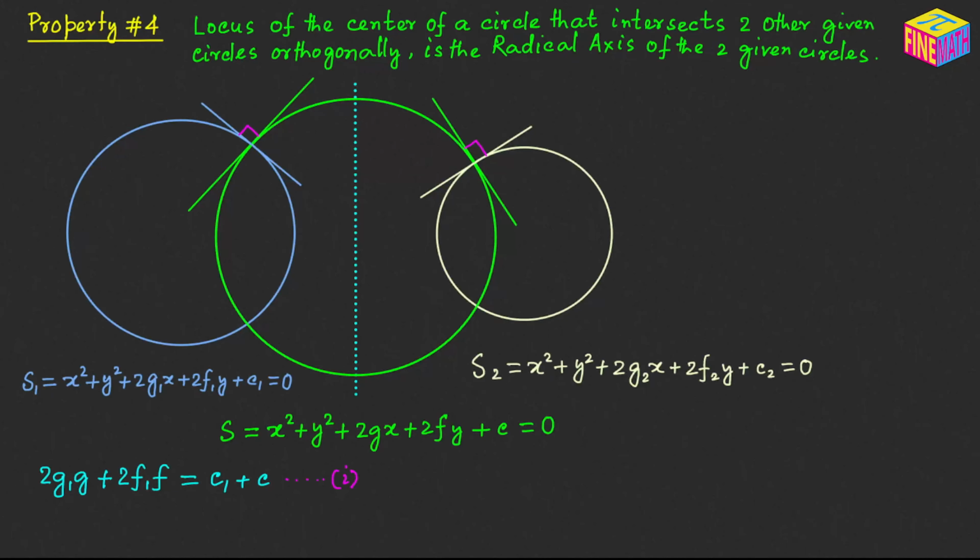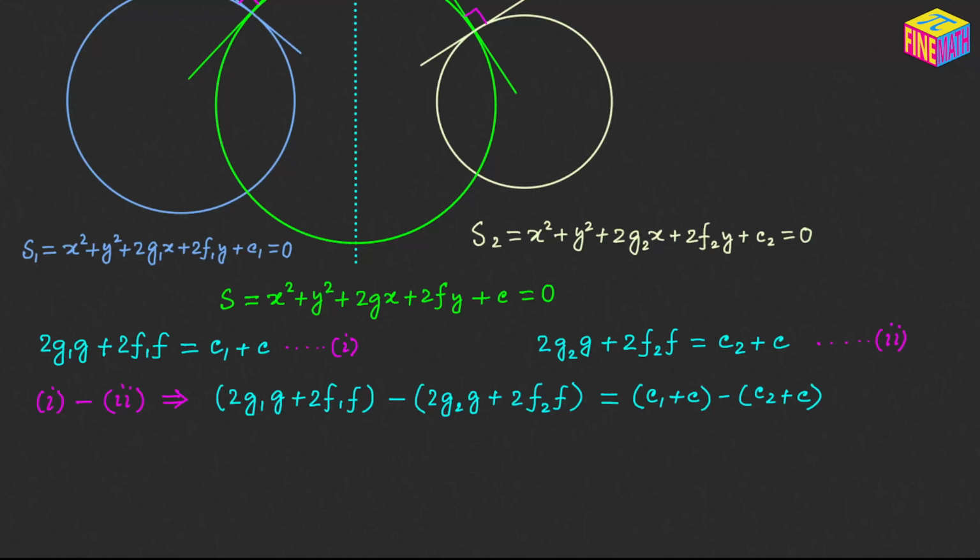And similarly, we are going to write down the condition of orthogonality for the second given circle and the green colored moving circle. And that condition will look like this. Let's call it equation number 2. Now, if we subtract equation number 2 from equation number 1, let's see what happens. We are going to get something like this. And then we are going to simplify it a little bit.